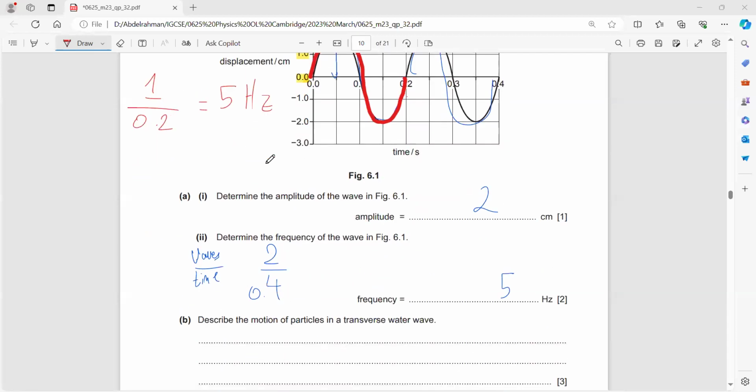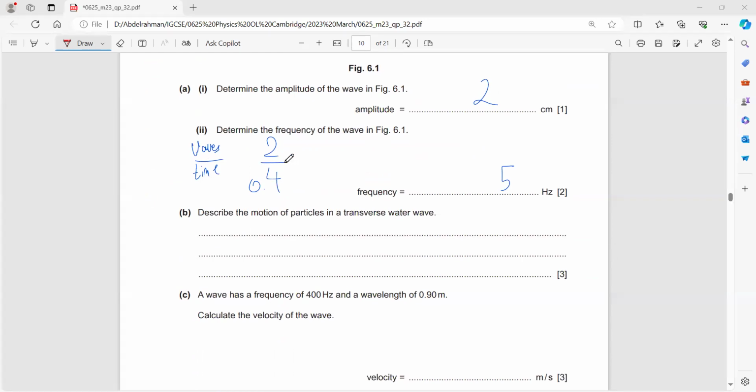Okay. Describe the motion of the particles in a transverse wave. The motion of the particles in a transverse wave is up and down, perpendicular to the energy motion. They move up or they vibrate up and down. Okay, you can say they vibrate up and down, perpendicular to the energy motion. Good.